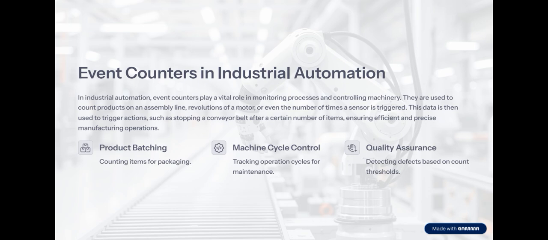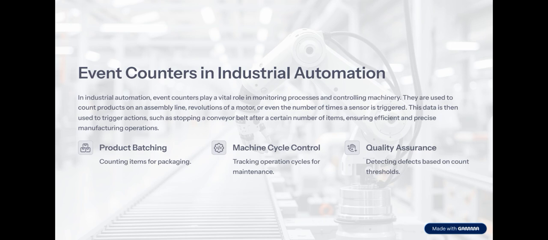Event counters in industrial automation. In industrial automation, event counters play a vital role in monitoring processes and controlling machinery. They are used to count products on an assembly line, revolutions of a motor, or even the number of times a sensor is triggered. This data is then used to trigger actions such as stopping a conveyor belt after a certain number of items, ensuring efficient and precise manufacturing operations.